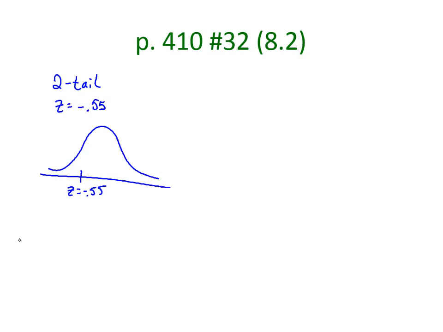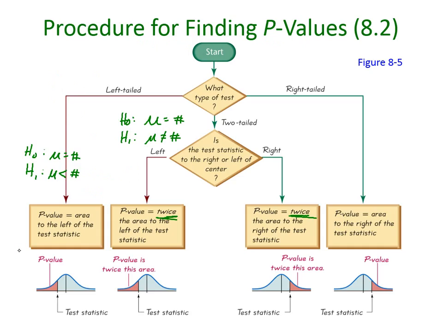Okay. Let me go back to our little flow chart. Okay? Got a two-tailed test. Is the test statistic on the left or right? It's on the left side. P-value is twice the area to the left of the test statistic. So I've got to find the area to the left of that, and I've got to double it because I'm taking whatever's on this side and whatever's on this side. Because it's a two-tailed test, if it's either extreme, it gets to be thrown out.